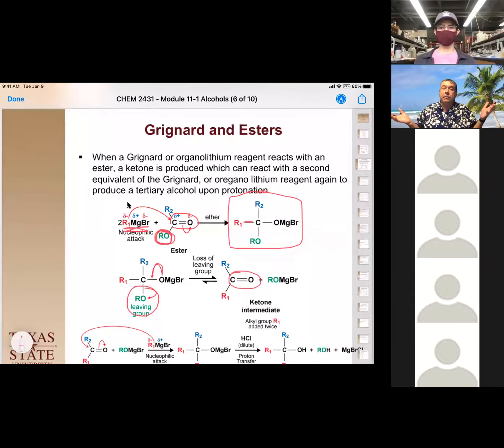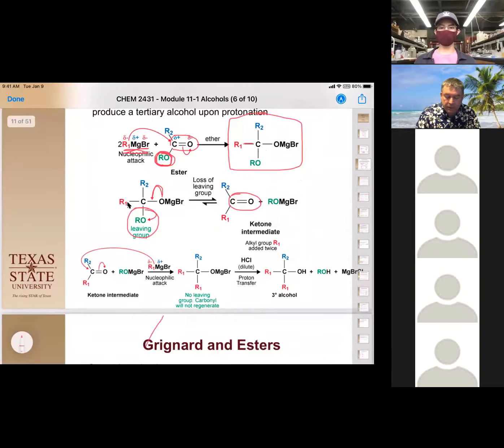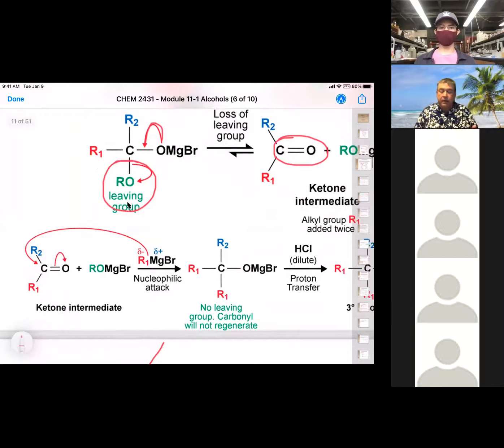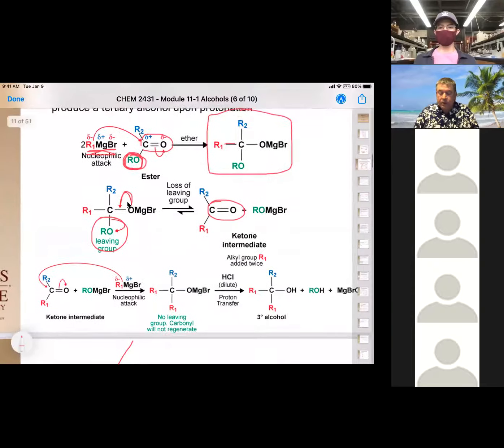Well, we have another carbonyl. If we have one more equivalent of Grignard reagent, it's going to react just like it does with ketones. And so the second one is going to react with that ketone, and it will generate a tertiary alcohol after protonation. Okay, so the cool thing here is you can take an ester and two equivalents of Grignard and generate your tertiary alcohol because it converts to a ketone in the middle of the reaction. All right, questions on that?